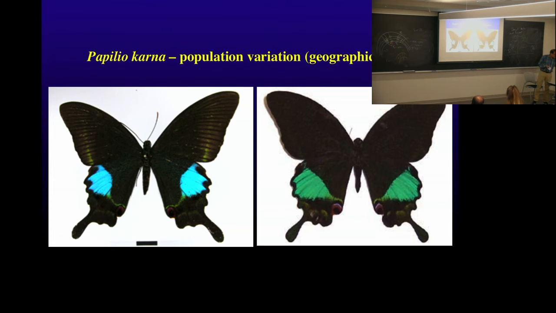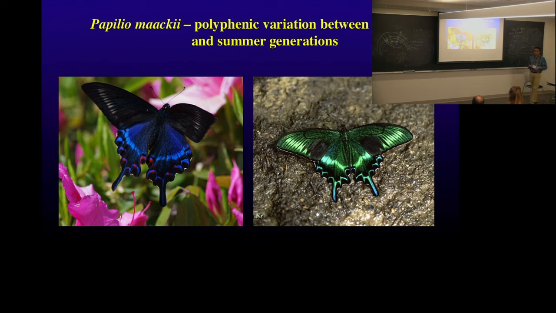And then you also get an interesting phenomenon known as polyphenism. So adult butterflies can't change their color. But many butterflies have multiple generations during the year. And so this is Papilio maackii from Japan, and the summer generation is blue and the spring generation is green. So the same genome, depending on environmental conditions, can generate two different colors.